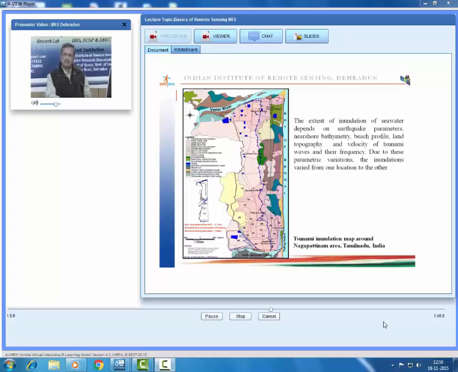This is a map produced by ICMAM-PD in Chennai, in the Nagapattinam region. So how much water has gone? This hatch line is all the inundation region. The blue line shows how much water has inundated. And the inundation limit is not a straight line because it also varies locally. The extent of inundation depends particularly on the earthquake parameters, nearshore bathymetry, beach profile, land topography, and velocity of the tsunami waves and the frequency. Due to this parametric variation, the inundation varies from one location to another.